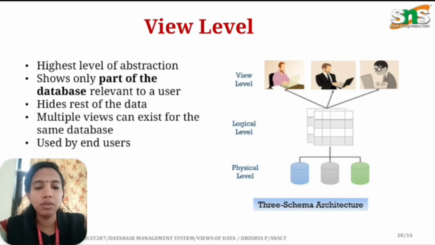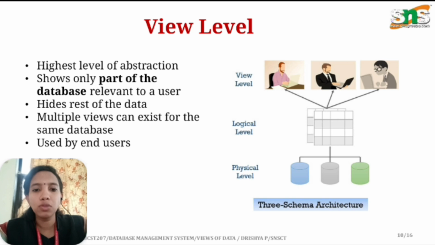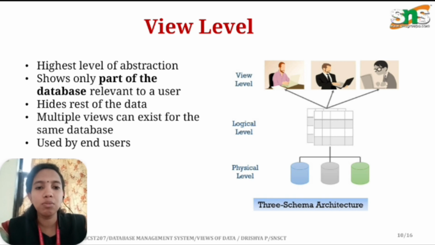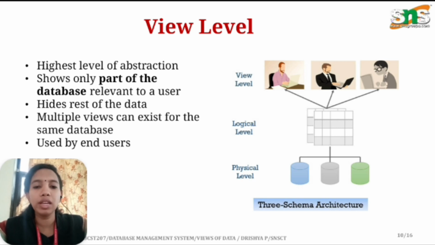The next is the view level. It is the highest level of abstraction and shows the part of the database relevant to the user, hiding the rest of the data. Multiple views can exist for the same database. The view level is used by end users. Suppose in an ATM machine I am doing a money transaction, and I don't know anything about the background working of that ATM machine, so I am the end user.